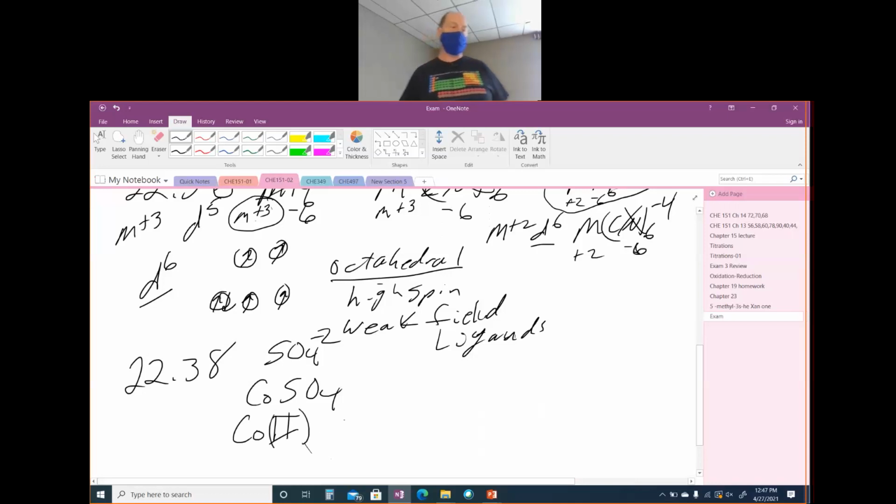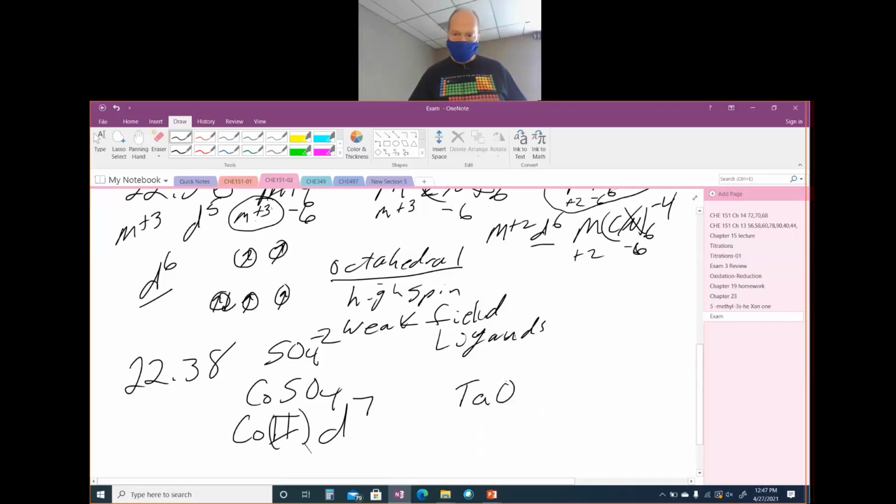And while we're doing it, for cobalt 2, you find cobalt on your periodic table. All right, and so your cobalt is element number 27. And above that, you see the number 9, and so cobalt 2 is D7.